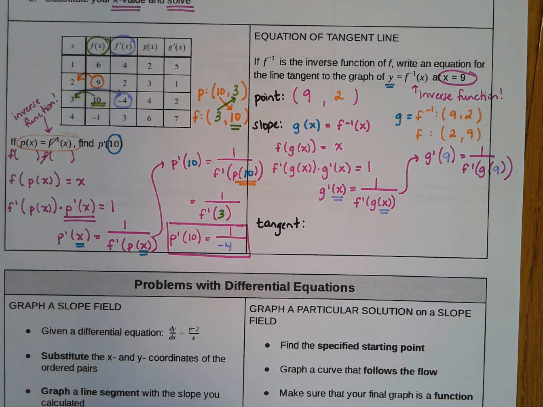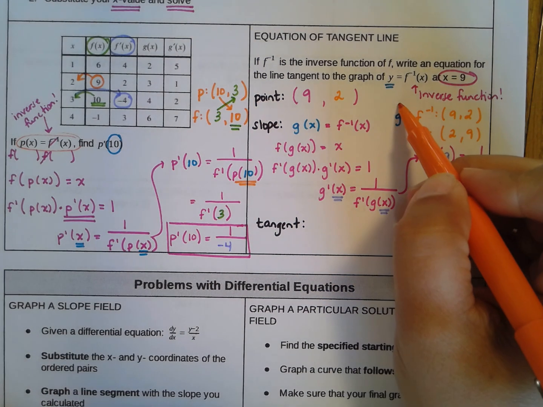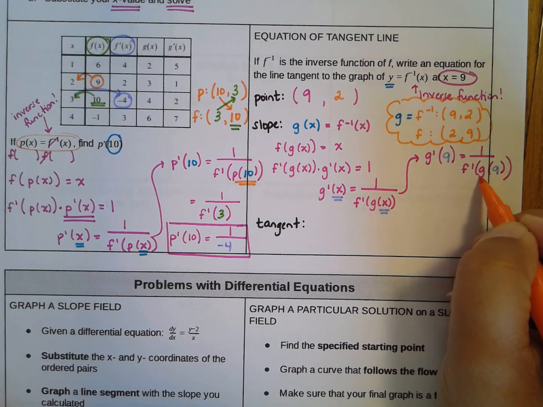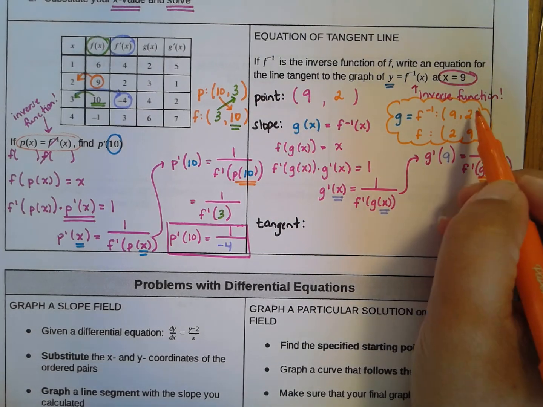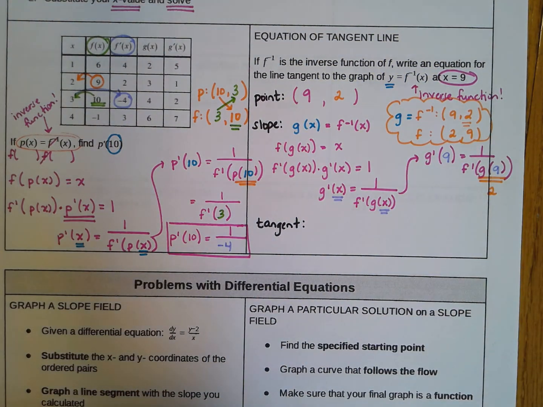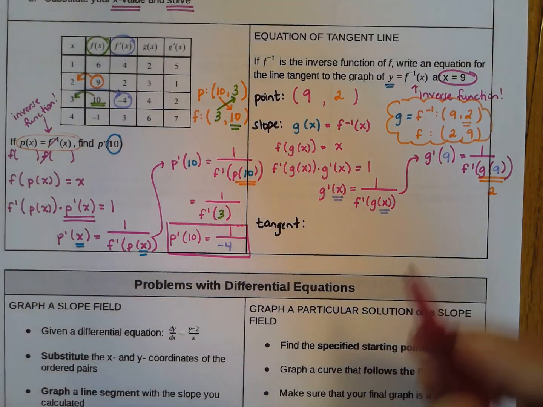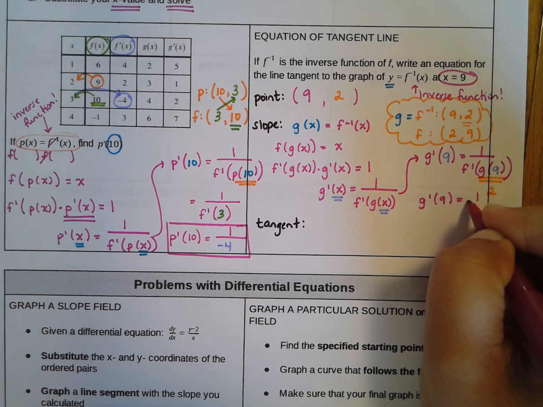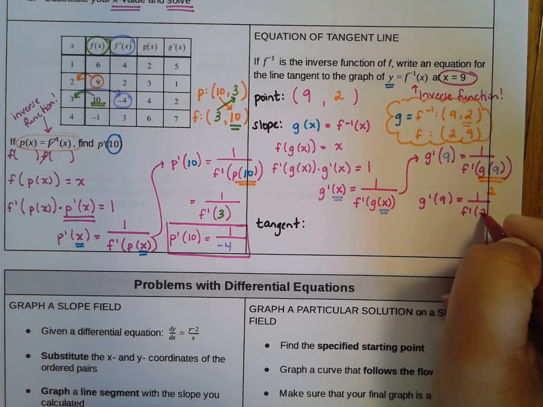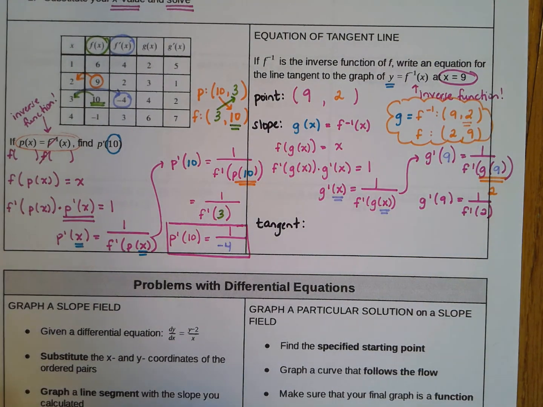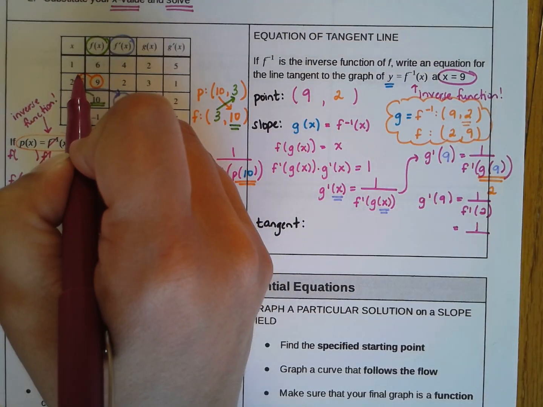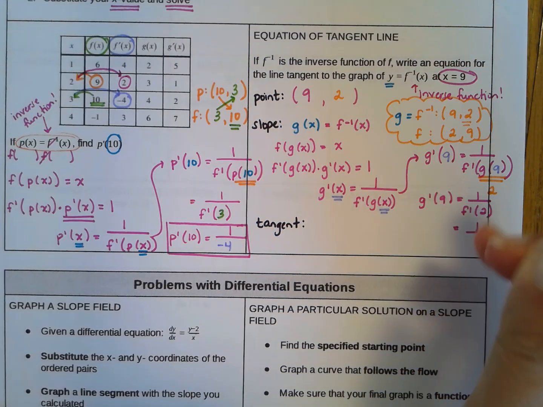Now we already know, because we mapped it out earlier, that g of 9 is just 2. We can get that from this information that we mapped out earlier. So what I really have here is g prime of 9 is equal to 1 over f prime of 2, and I can get that information from my table. So that would be 1 over f prime of 2, which is just 2.